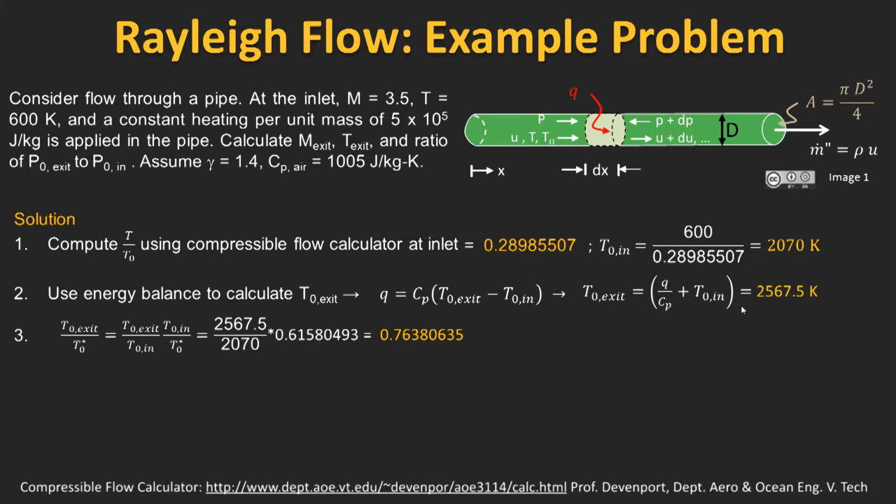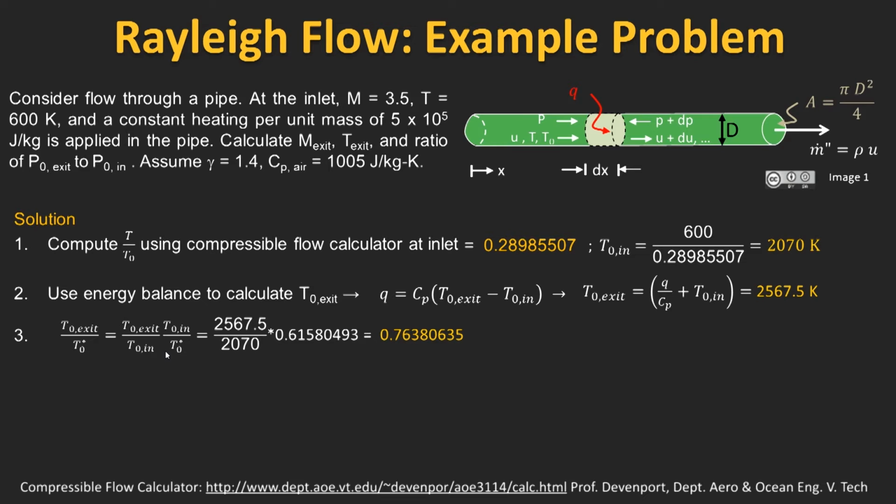Next, once we have T naught exit, we can start looking for the ratio T naught exit over T naught star, and we can do that by rearranging terms. So we'll write T naught exit by T naught star should be equal to T naught exit by T naught in multiplied by T naught in by T naught star. Clearly the T naught in terms will cancel, giving us back T naught exit by T naught star. Now the reason we're doing ratios to star quantities, that is where the flow chokes downstream, which we denote by the star, is that we're going to go back and use Rayleigh flow relations in just a moment.